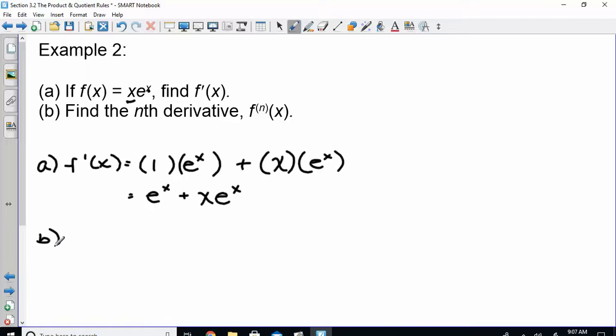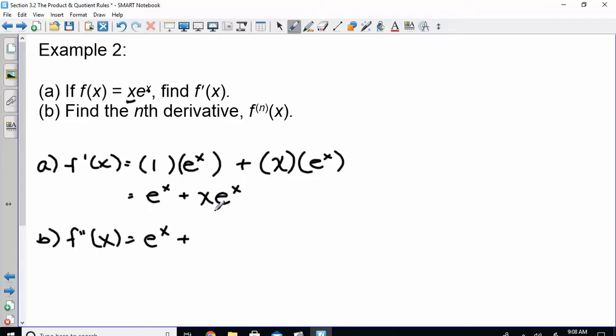So part B, I want the nth derivative. I'm asking you to find a formula for this derivative. So we've done the first one. Let's work out the second one. So my second derivative is just the derivative of our first. So what is the derivative of e to the x? E to the x.